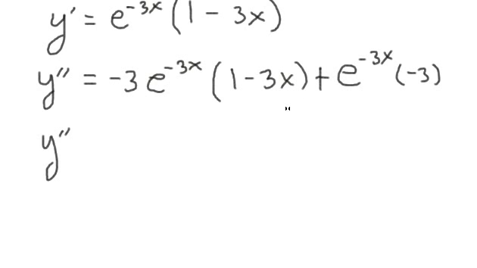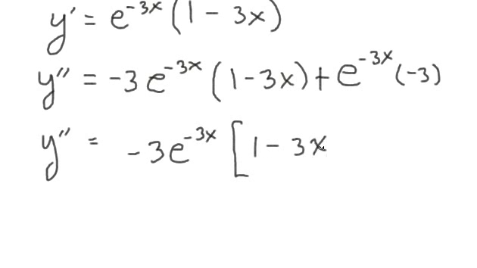Let's do some factoring again. I'm going to factor out a negative 3e to the negative 3x, and that's going to be left with a 1 minus 3x plus 1. Okay, we had a negative 3x here and one over here, so we just pulled it out.